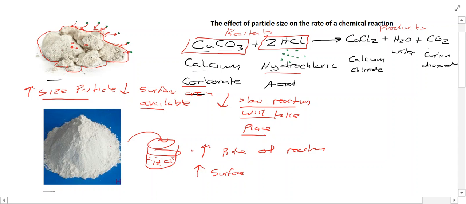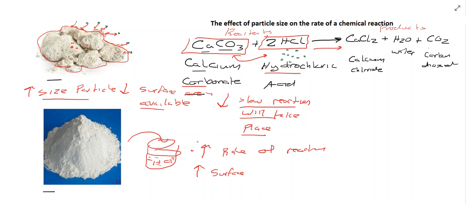Whereas when it's ground up like this, and this is put into the hydrochloric acid liquid, for example, it's going to spread out, and you're going to get much more contact between these two. And when there's contact, there's going to be reactions. When there are reactions, it's going to happen faster, once there's more contact.